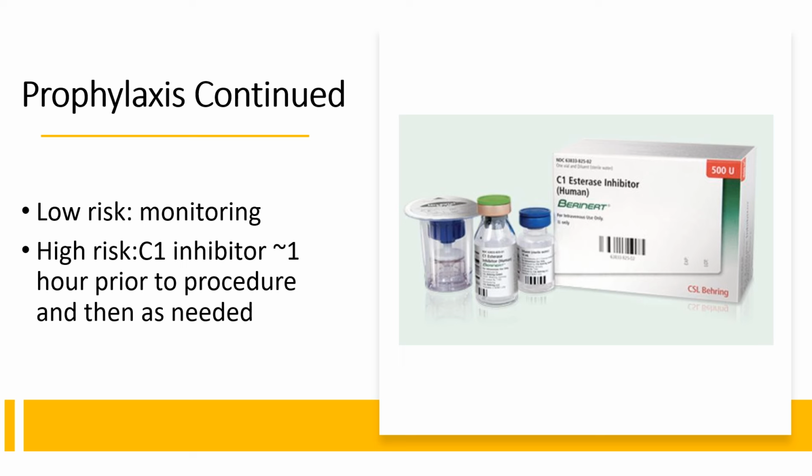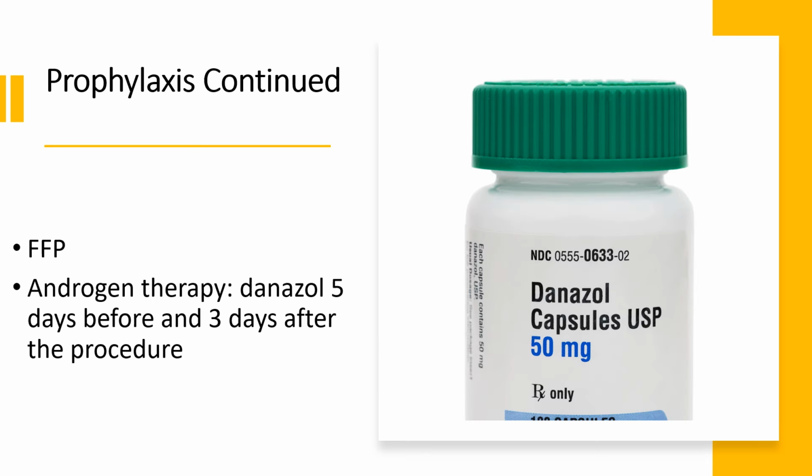So if you have a patient who is considered to be low risk for angioedema, monitoring is probably all you need. For patients who are deemed to be high risk for angioedema, you can consider giving them C1 inhibitor approximately 1 hour before the surgery or procedure and then as needed. In cases where C1 inhibitor is not available, one can consider administration of fresh frozen plasma or FFP, keeping in mind all the risks potentially associated with that. Or if you have time, one can start danazol, which is an androgen, approximately 5 days before and 3 days after the procedure. The mechanism of action for danazol is not very clear, but it is speculated that it can enhance the synthesis of C1 inhibitor in monocytes and hepatocytes.